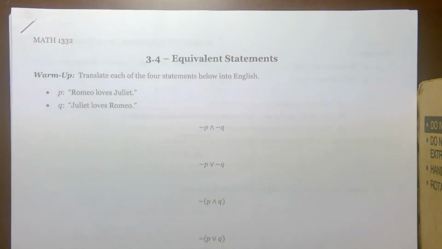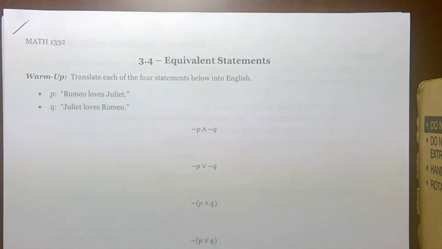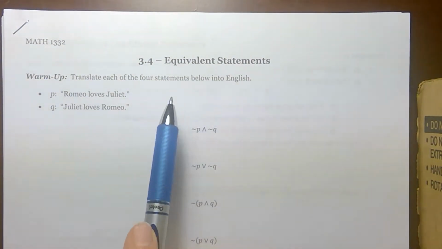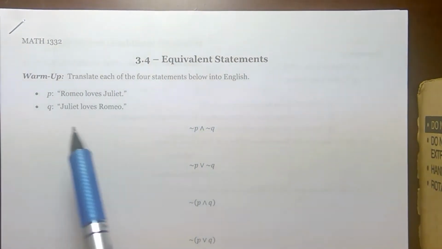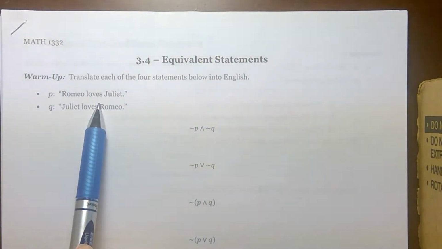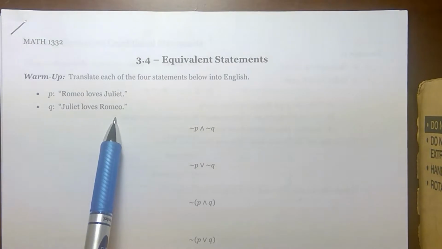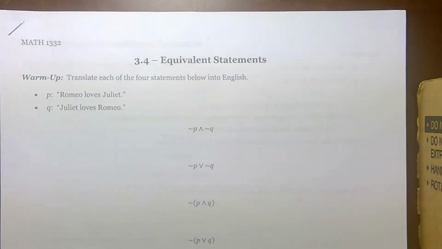Let's continue talking about truth tables and equivalent statements in section 3-4. We're warming up by kind of reviewing what we've been doing. We're going to translate each of these 4 statements into English. So P is Romeo loves Juliet, Q is Juliet loves Romeo, and I need to do these 4 compounds.